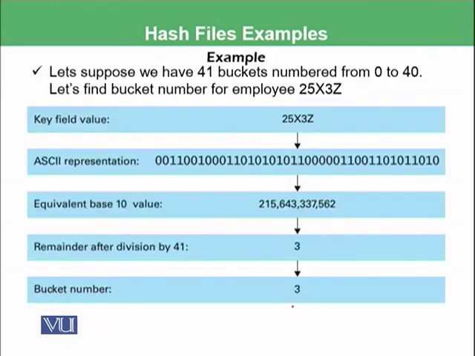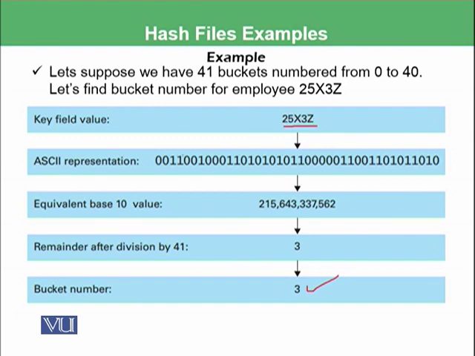Let's suppose we have a key value for an employee. Normally employees don't have values like 1, 2, 3, 4. So the key value, or the employee identification number, is 25X3Z. One method to reach the bucket number is that we take this value and find the ASCII of each character: the ASCII of the character 2, then 5, then X, then 3, then Z. So there are 5 characters.